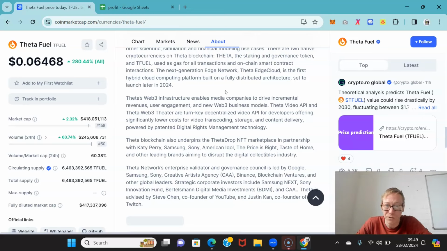And that's partly due to the Theta Drop NFT marketplace. Now, I would be less concerned about pushing into that NFT space. With the NFT space, if it's around celebrity, it can do very, very well because people are fans.